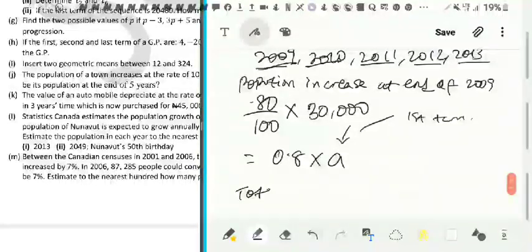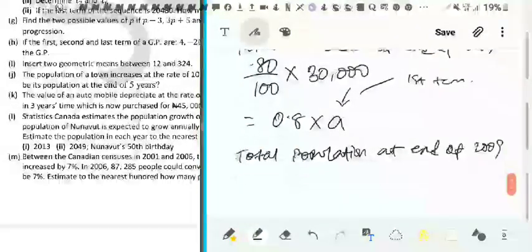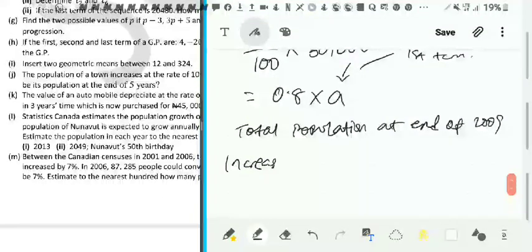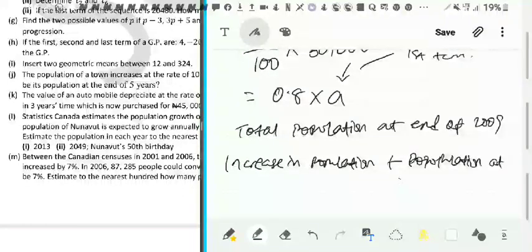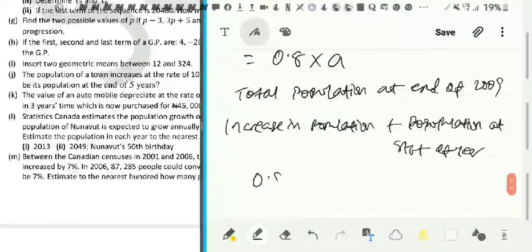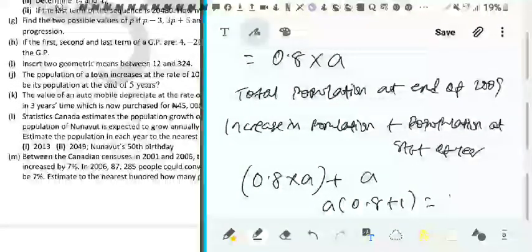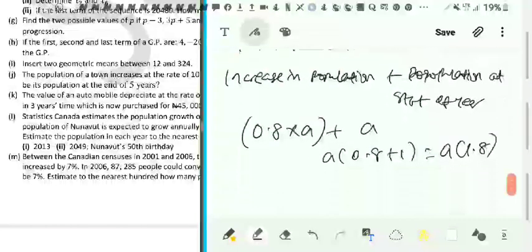Then the total population at end of 2009 is the increase in population plus population at the start of the year. That will be equal to 0.8 times A, the increase, plus the population at the start of the year. A open bracket 0.8 plus 1, giving you A open bracket 1.8. Okay?